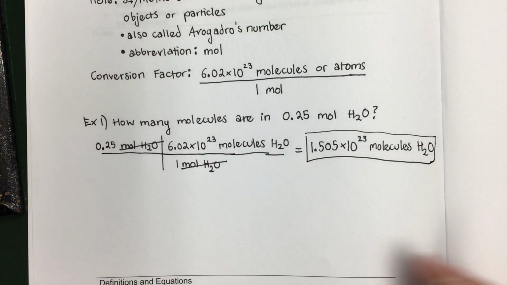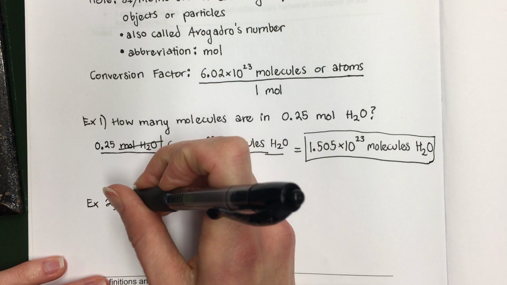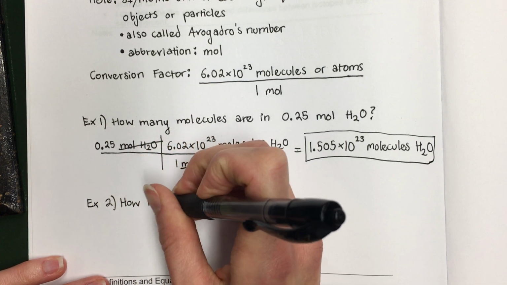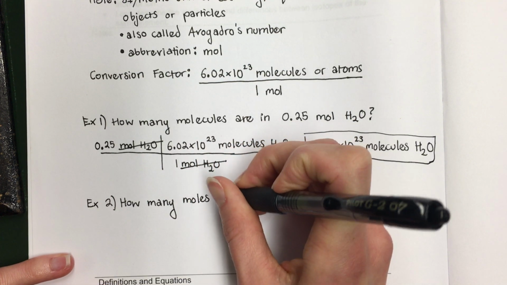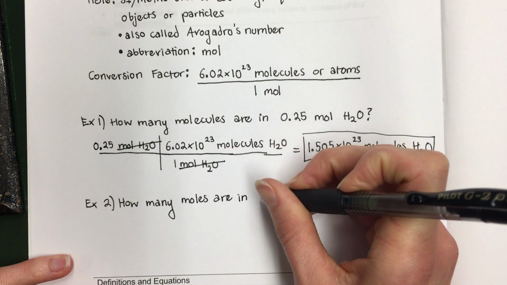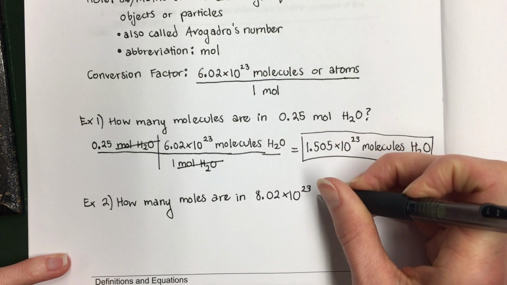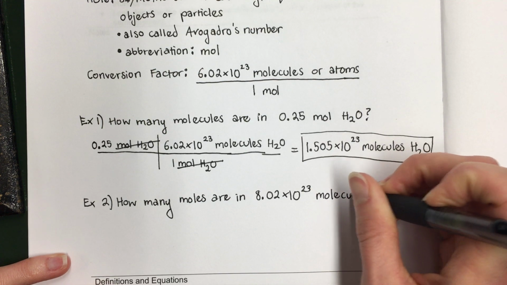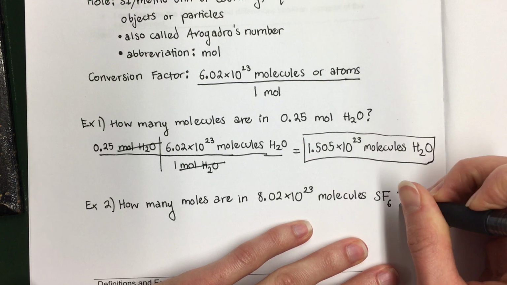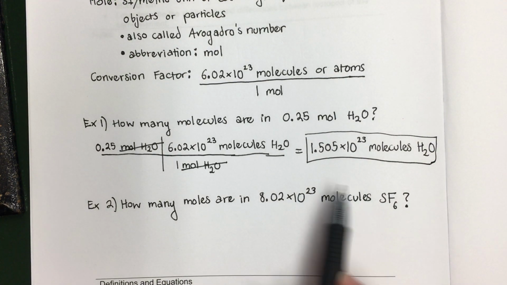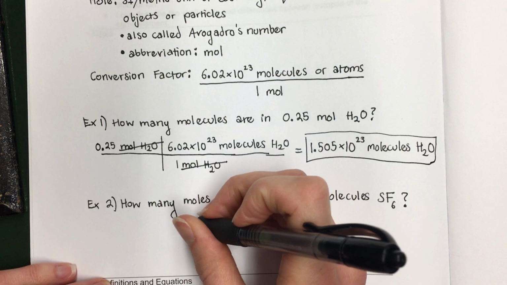Okay, I'm going to show you one more example and then we'll be done with the notes. So example number 2, how many moles are in 8.02 times 10 to the 23rd molecules of SF6. Okay, so in this problem they gave us molecules to start with and we're trying to get to moles. So it's kind of backwards from the other problem.